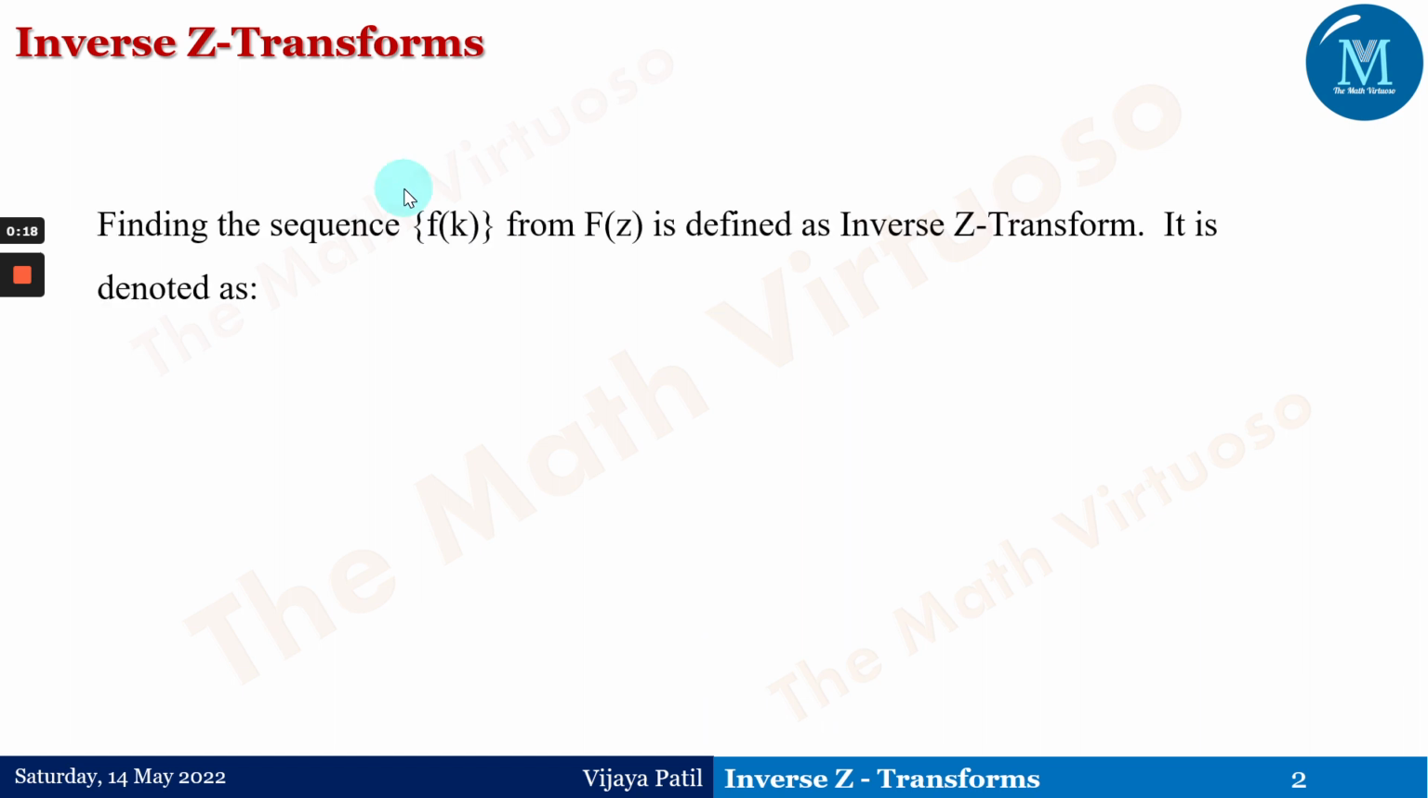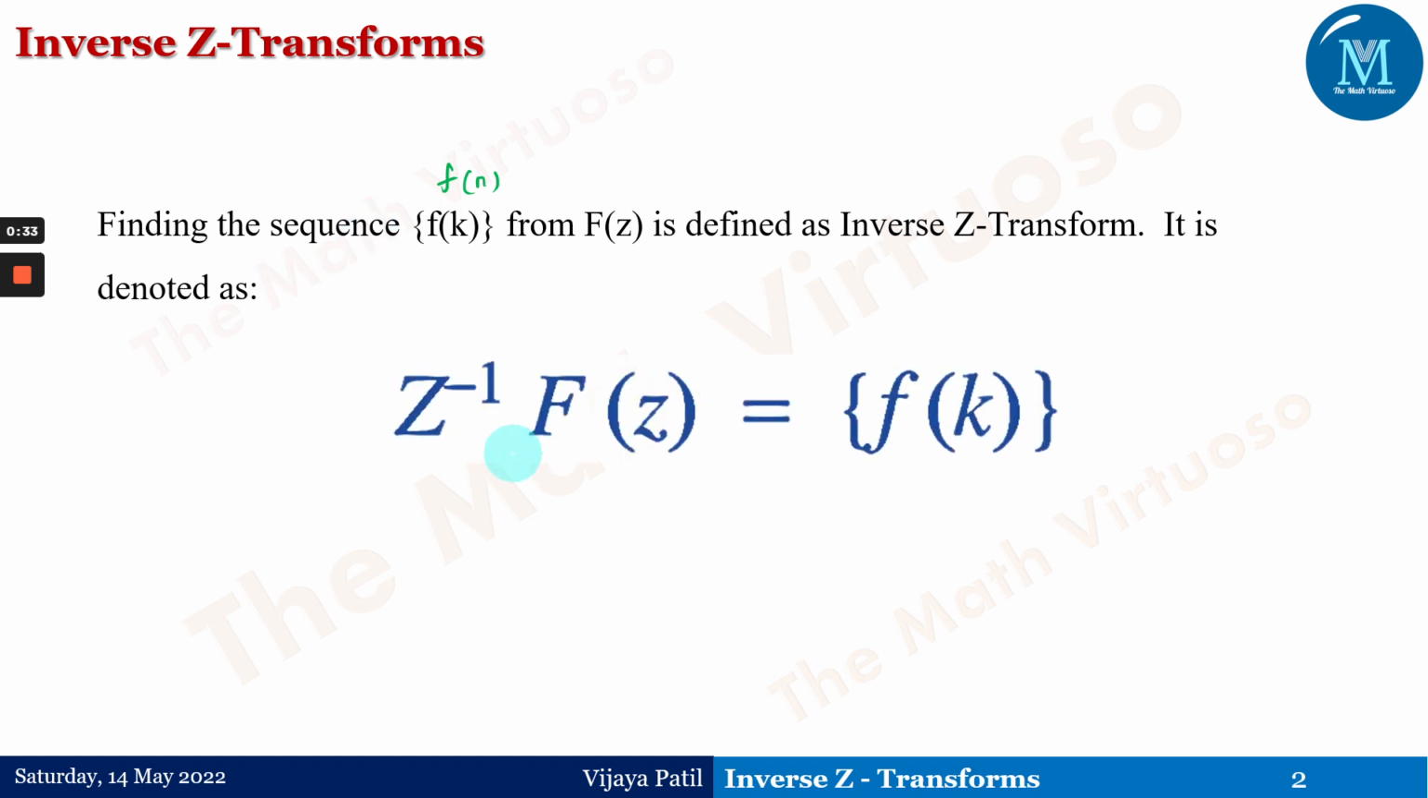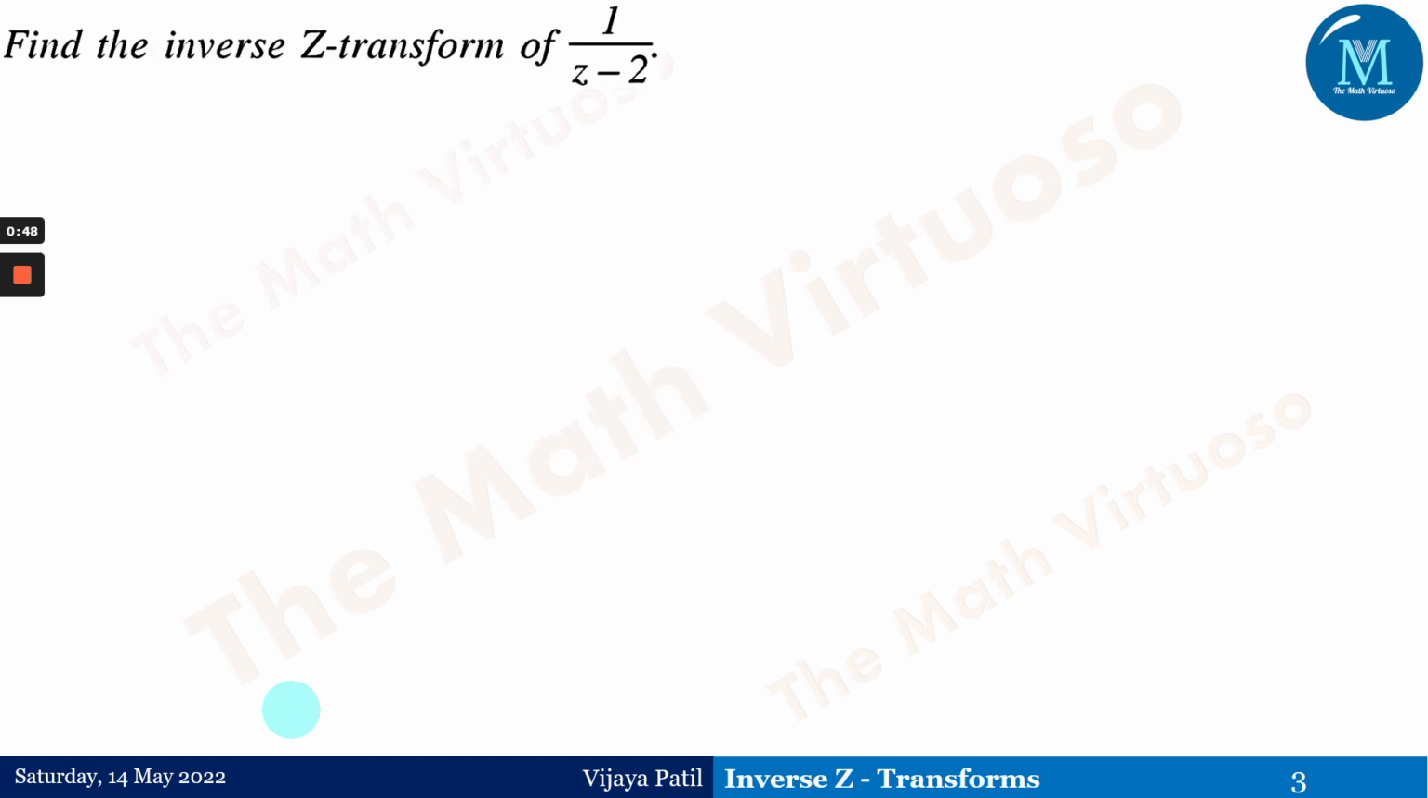Now, what does the inverse Z transform mean? Finding the sequence f of k, or sometimes I'll be taking f of n also, from F of z is defined as the inverse Z transform. It is denoted as Z inverse of capital F of z, which equals the sequence f of k. So Z inverse is nothing but the notation used for the inverse Z transform.